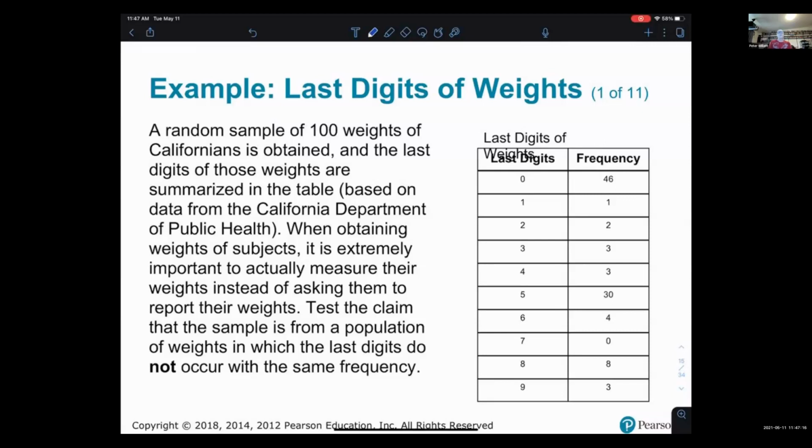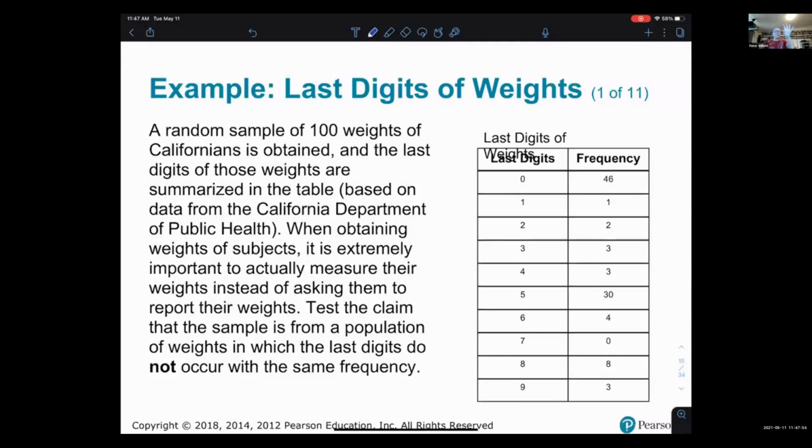A random sample of 100 weights of Californians is obtained, and the last digits of those weights are summarized in the table. The last digits of weights, based on the data from the California Department of Public Health. When obtaining weights of subjects, it's extremely important to actually measure their weights instead of asking them to report their weights, which we discussed a little bit back in chapter 1. Test the claim that the sample is from a population of weights in which the last digits do not occur with the same frequency.